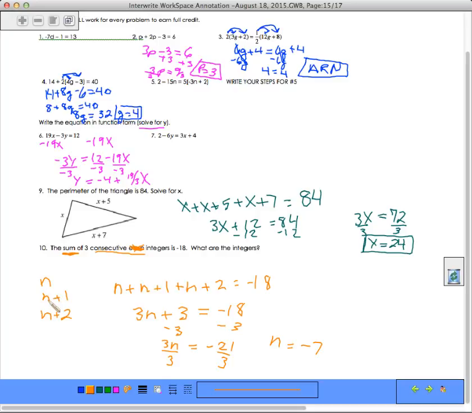Remember that then you have to consider n plus 1. So that would be 1 more than negative 7, which is negative 6, and 1 more than that would be negative 5. Those are my 3 answers. And that one's done. Let's take a look at some more.